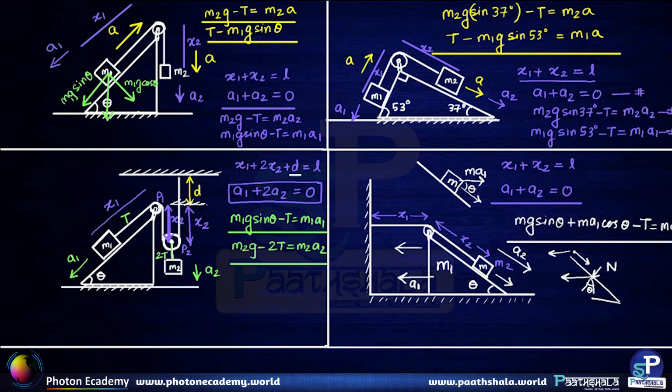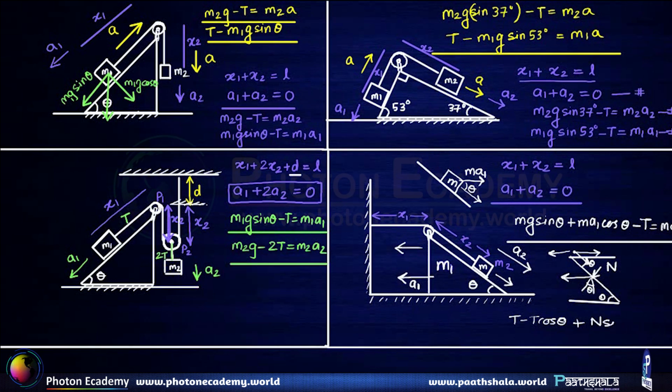So since this angle is theta, then according to alternate angles, this particular angle is also going to be theta. So this is theta and then this is theta. So since this is theta, the component of tension towards the right hand side will be T cos theta, and towards the left hand side it will be T. So T minus T cos theta plus N sin theta, this will be equal to m1 a1.